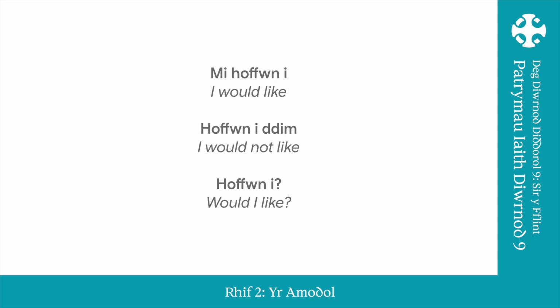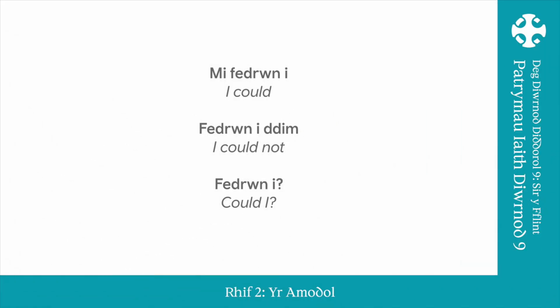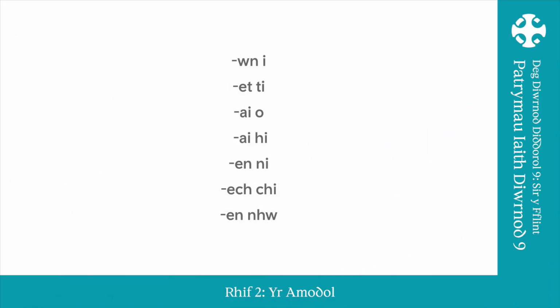Would I like? Mi fedrwn i. I could. Fedrwn i ddim. I could not. Fedrwn i. Could I? Notice that every verb takes the same endings. The conditional verb endings look like this. Un i, et ti, i o, i hi, en ni, ech chi, en nhw.